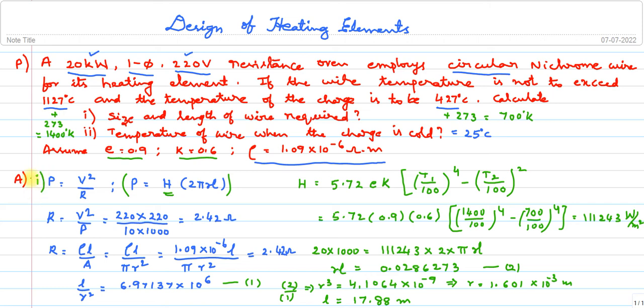So let's move on to the second problem. I will discuss the second problem here only. The temperature of the wire when the charge is cold. When the charge is cold, that is T2. Now we need to find out T1, and the heat is the same. As everything is same, the heat dissipated is same, so we can find it from this formula only. Okay, it is also very simple. So let's solve this problem.